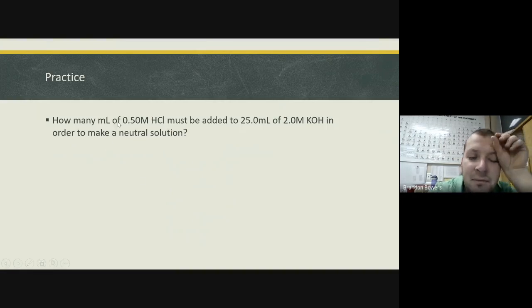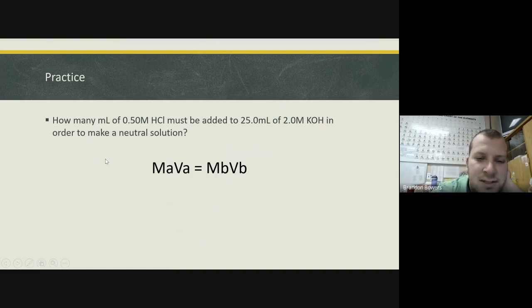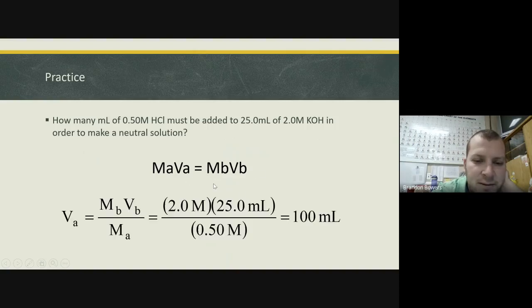So here, what volume of 0.5 molar hydrochloric acid must be added to 25 milliliters of 2 molar KOH, which is a base, in order to make a neutral solution? There's my equation. I have the molarity of my acid, and I have these two values. Since I'm solving for VA, the volume of the acid, I have to divide by MA on the other side. And when you plug in all your numbers, you get 100.